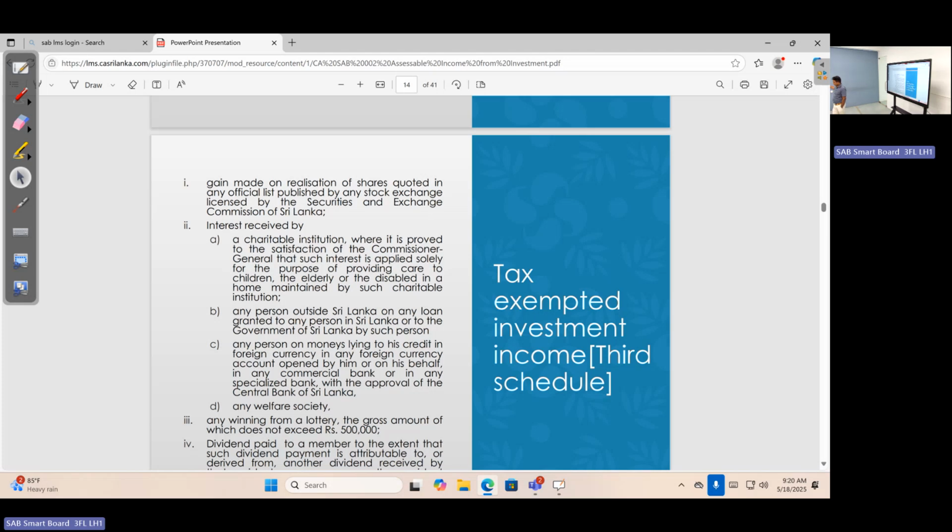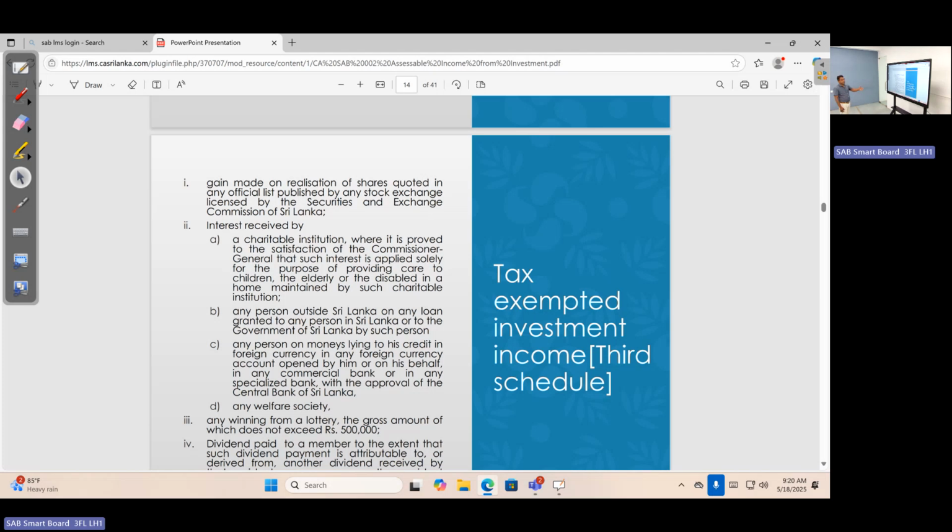Some, not all of us. Right? They should have some sort of foreign earnings. They have earnings in foreign currency, so they can open a foreign currency account. That is called resident foreign currency, RFC. The non-resident Sri Lankan citizens who are outside Sri Lanka can open an account in a Sri Lankan bank, which is also called RFC.